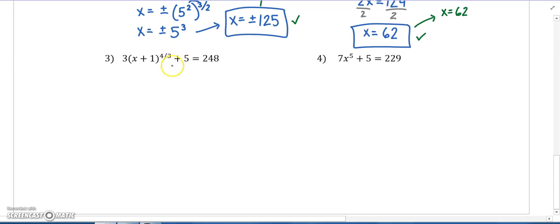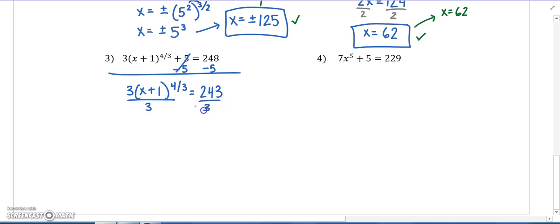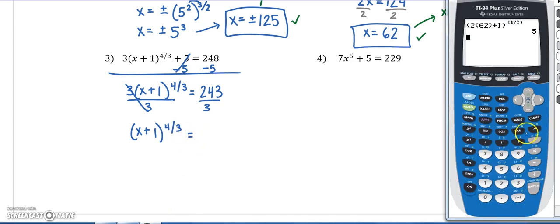Number 3. So number 3, we have a few things happening. All right, let's make sure we know the order we're doing. Get rid of addition or subtraction first, so that's this plus 5 here. All right, and it's equal to now 243. And then I get rid of multiplication or division, so divide both sides by 3. So remember, reverse PEMDAS if you're ever not sure what order to do things in, backwards from PEMDAS.